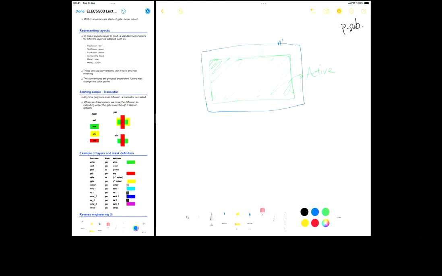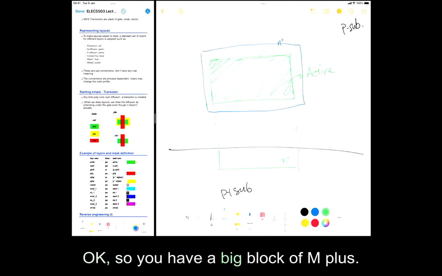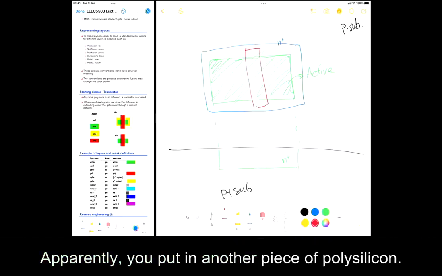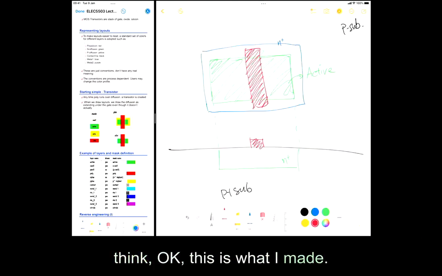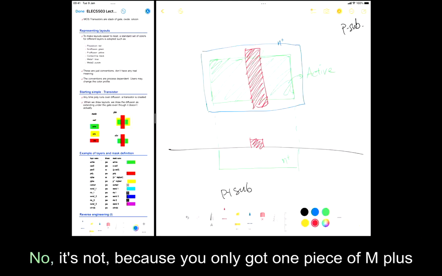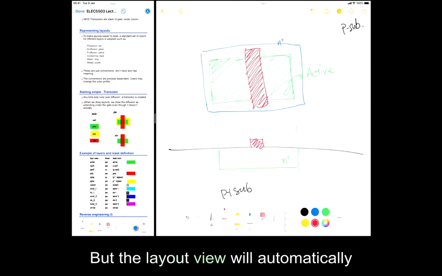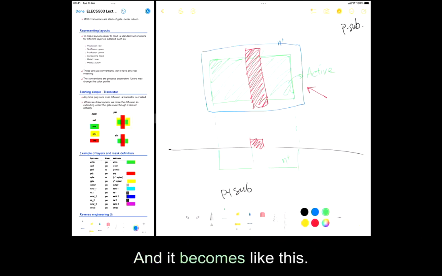So you have an N plus active, and if you look at the cross-section, you have your P sub, and then you have this, apparently, it should be your N plus, right? So you have a big block of N plus. And then you put in another piece of polysilicon. All right, then straight away you'll think, okay, this is what I made. Is this a transistor in your cross-section? No, it's not, because you only got one piece of N plus and a piece of poly sitting on top, right? But the layout view will automatically translate something for you. So as soon as you do it this way, it will break your N plus, and it becomes like this, and then this is also N plus. So now, is this a transistor?